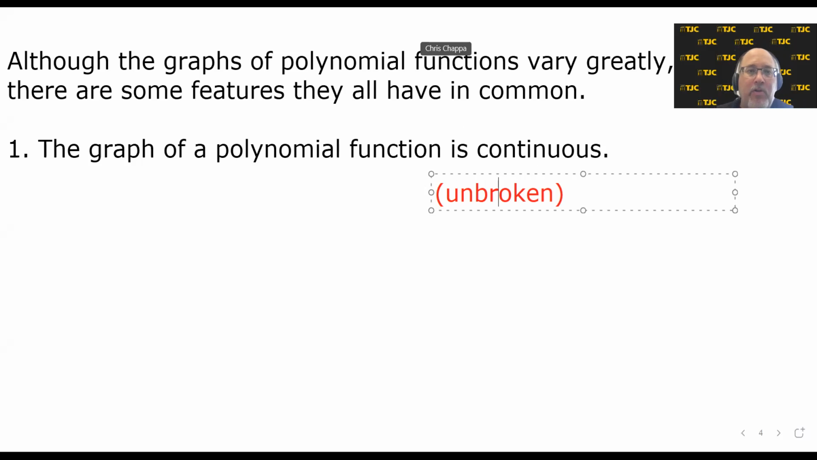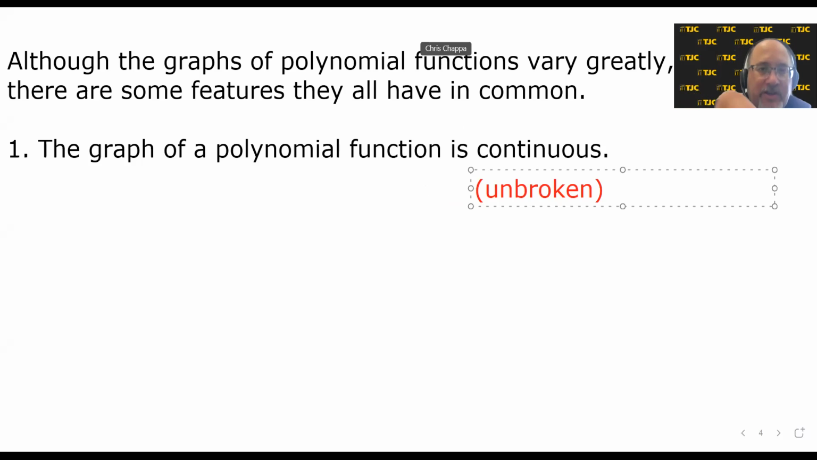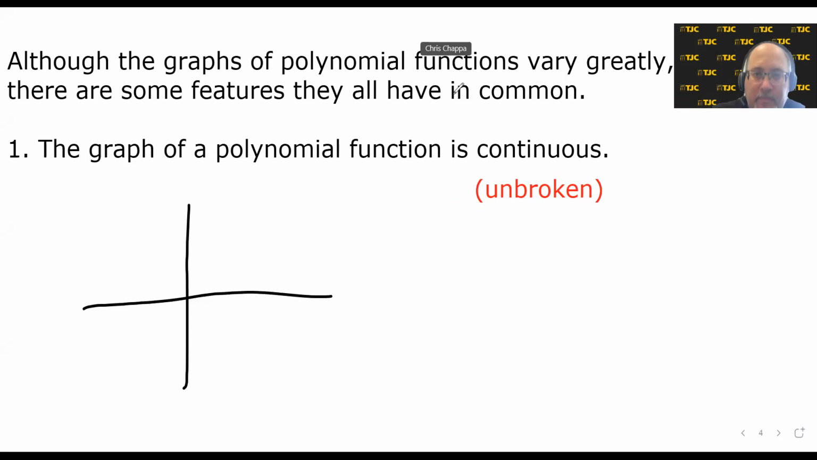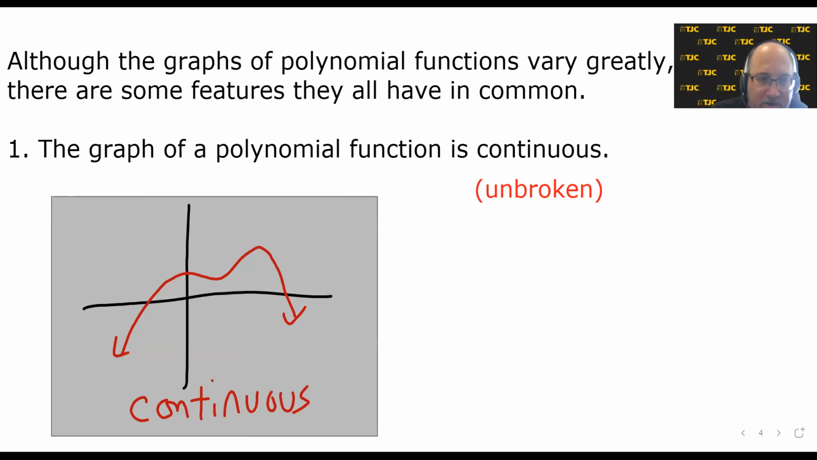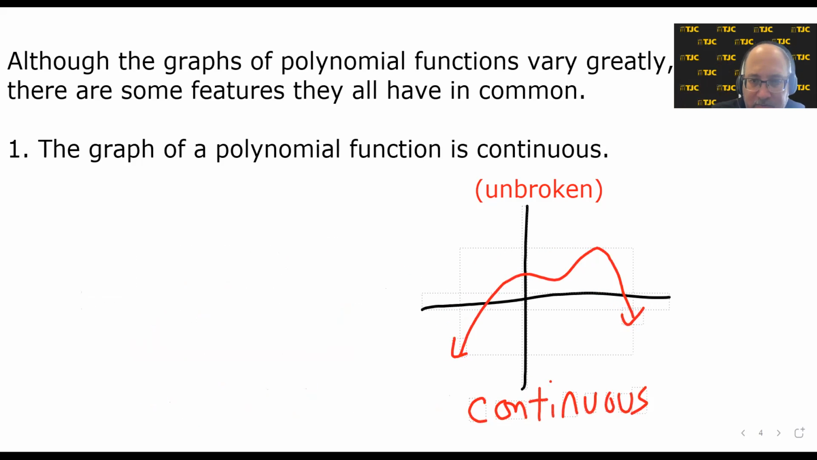So for example, if I were to draw a graph that looks like this, that is continuous. It's unbroken. However, if I were to draw a graph that looks like this, let's move this graph over underneath the word continuous, just so it makes sense to put it there.